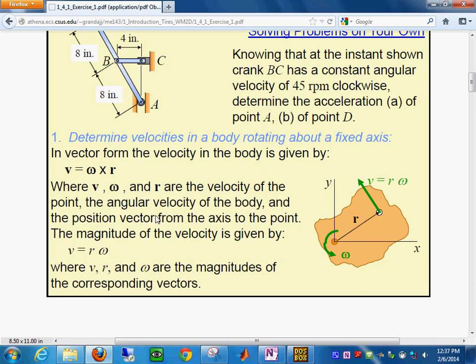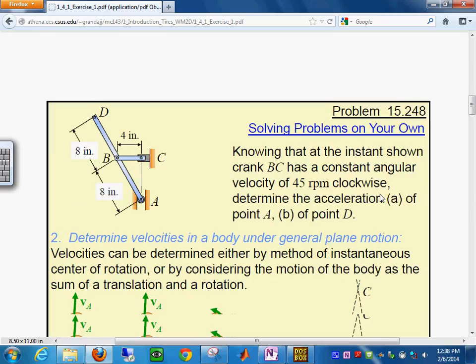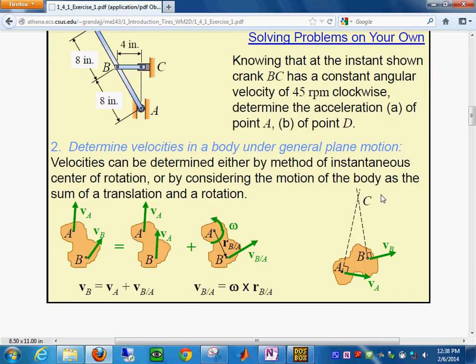Just a review, as I said, the velocity of a point of a rigid body about a fixed axis, the velocity of the point B is omega cross r. That's the velocity of this point. Just the review of the very same thing. The velocity of B is the velocity of A plus the velocity of B with respect to A.